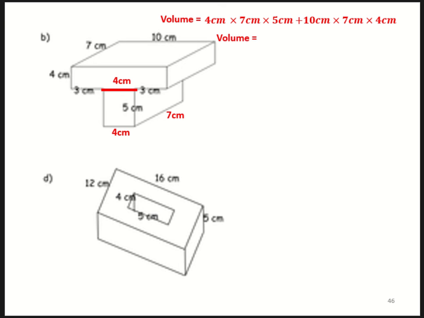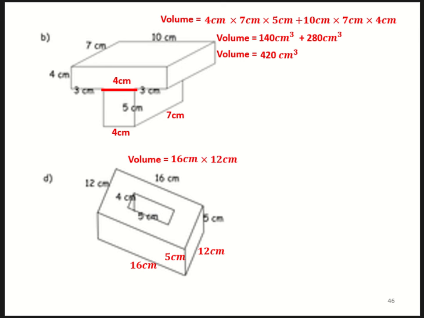Okay, and the total volume for this one will be 140 cubic centimeters. The bottom one, as we have discussed it, guys, you calculate the volume of the whole rectangular prism, and obviously it will be 16 times 12. You multiply it by 5, and that will give you the volume of the bigger rectangular prism. I keep on saying cylinder. Rectangular prism, which will be 16 times 12 times 5.